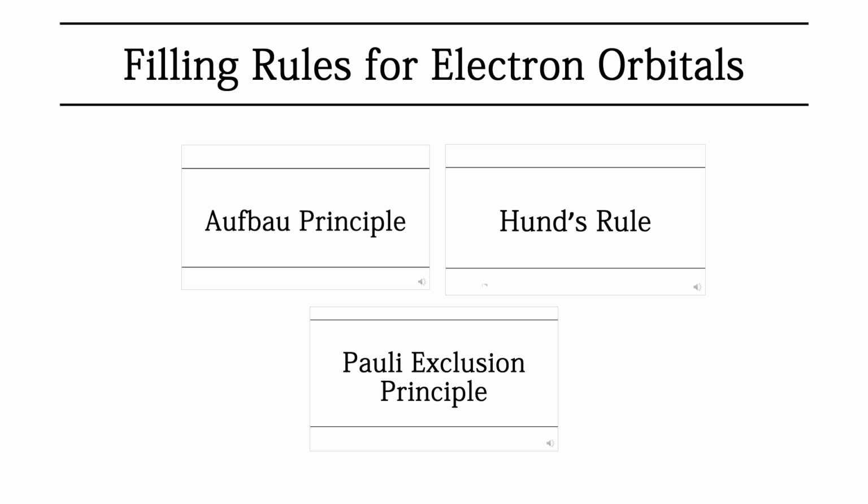For the filling rules of electron orbitals, we should know the Aufbau principle, Hund's rule, and Pauli's exclusion principle to understand the electron filling to the ground state of an element.